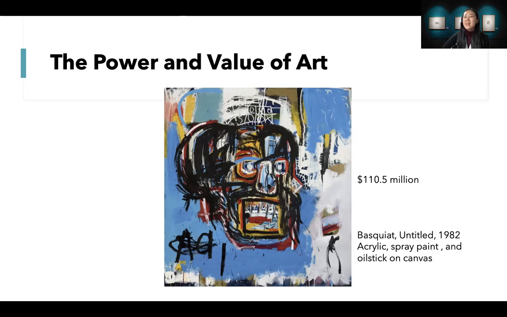Yeah. So he set a record in May 2017 when his painting Untitled sold for $110.5 million. I have a question. If you tried to paint something similar to this, would you be able to make the same amount of money? You mean the imitation work? Yeah, but not plagiarize it, just something close. No, not at all. Not that close.